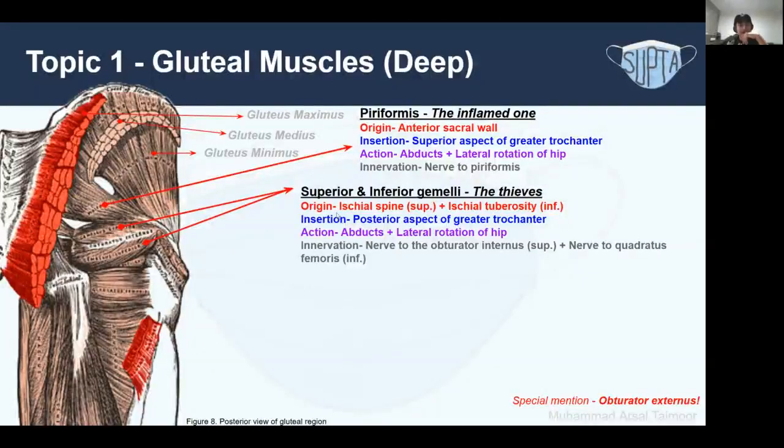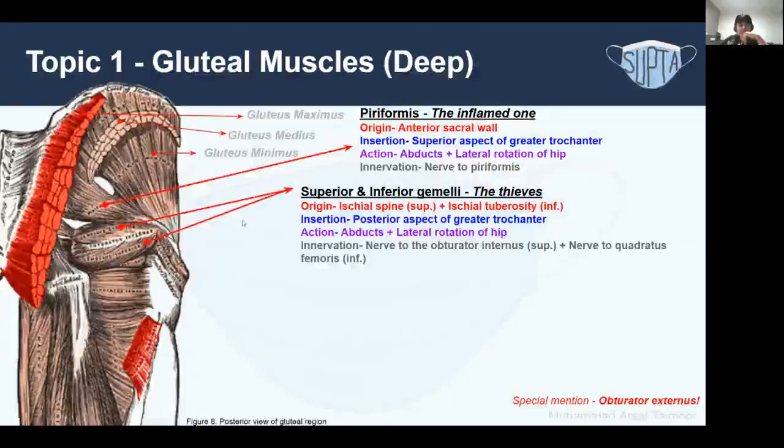The superior gemelli originates from the ischial spine. Can't really see the ischial spine right now, but if you remember from the hip anatomy, it's basically where the ischial spine is that it originates. And then the inferior gemelli, which is sort of lower down, originates from the ischial tuberosity. And it makes sense, right? Because the ischial spine is supposed to be more superior relative to the tuberosity, because we said the tuberosity was postero-inferior relative to the ischial body, right?